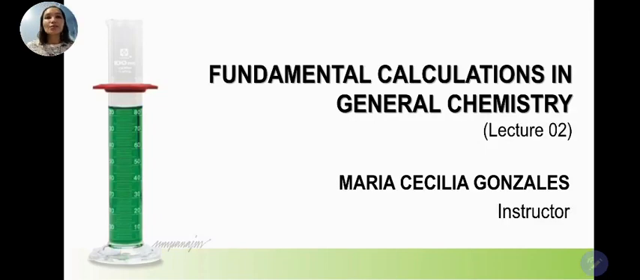Hello class. So our topic for today is about the fundamental calculations in general chemistry. Since the topic is about calculations, I need you to prepare your calculator. You can use your cell phone, basta hindi yung ginagamit nyo sa pag-online classes. Kahit simpleng calculator lang pwede natin gamitin. Okay? So prepare your calculator. And please listen very carefully.